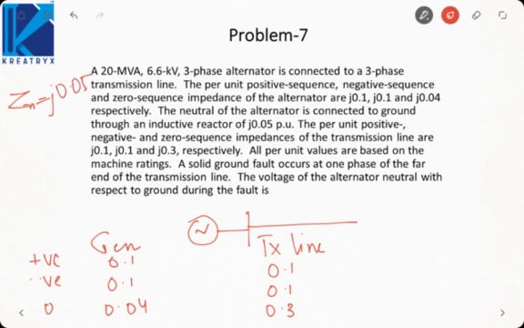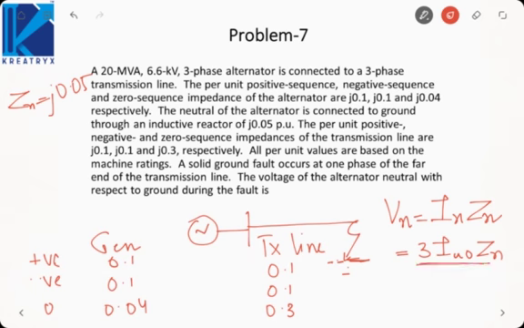All PU values are based on machine rating. A SLG fault occurs at the far end of the transmission line. We need to find voltage of alternator neutral with respect to ground. Now alternator neutral voltage will be I neutral into Z neutral. I neutral is actually 3 IA0 into Zn. So we have to compute IA0.